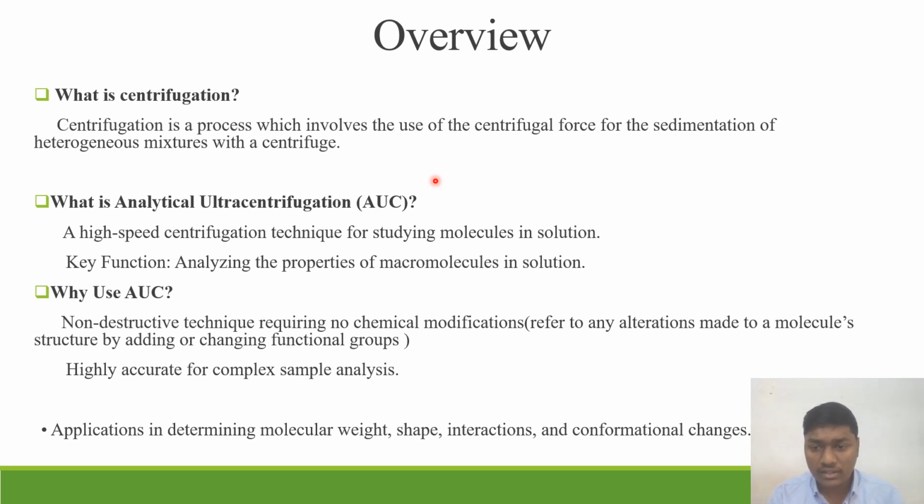The key function of the AUC is analyzing the properties of macromolecules in a solution. Why do we use the analytical ultracentrifuge? The main reason is that it is a non-destructive technique, and it does not require any chemical modification. What is a chemical modification? Chemical modification refers to any alterations made to the molecule structure by adding or changing its functional groups.